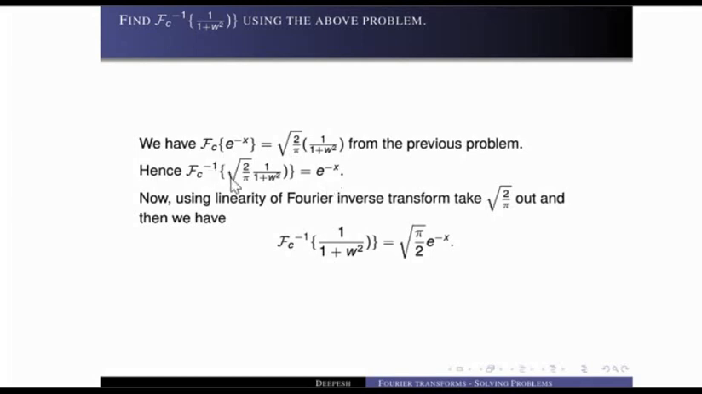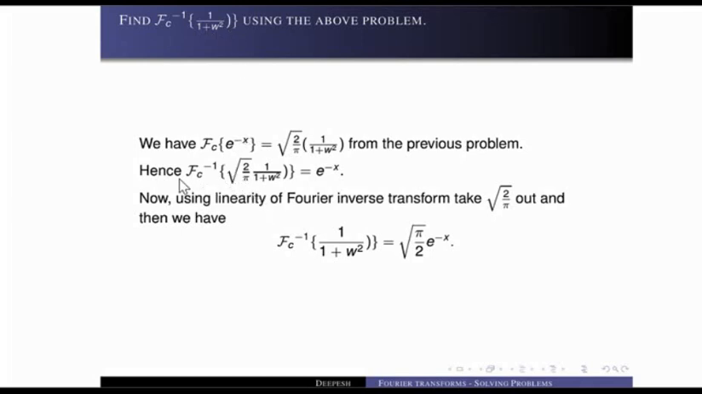The Fourier cosine inverse of root of 2 by pi into 1 by 1 plus omega square is equal to the function e raised to minus x. We are not applying the cosine inverse formula directly here. We are just using the idea that e raised to minus x has Fourier cosine transform root of 2 by pi 1 by 1 plus omega square. Therefore, this function has Fourier cosine inverse equal to e raised to minus x. Now the thing is you need 1 by 1 plus omega square and you don't need the root of 2 by pi.